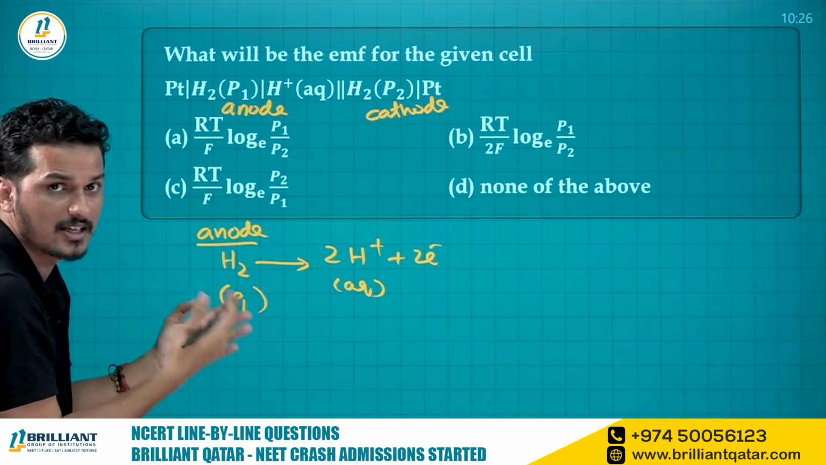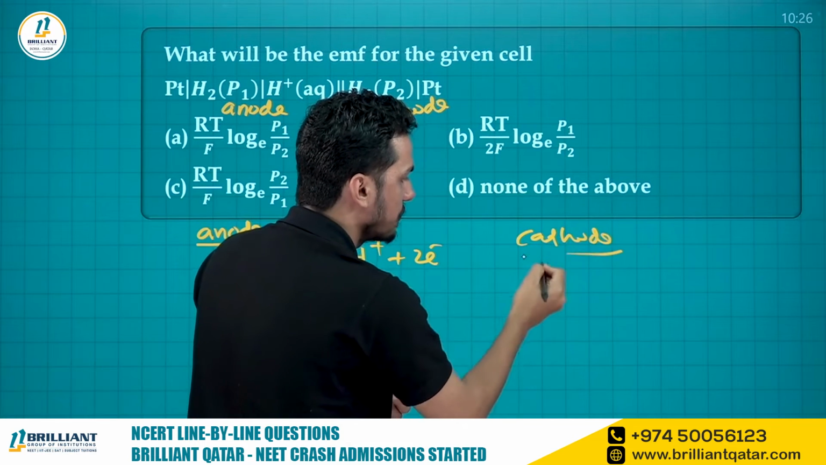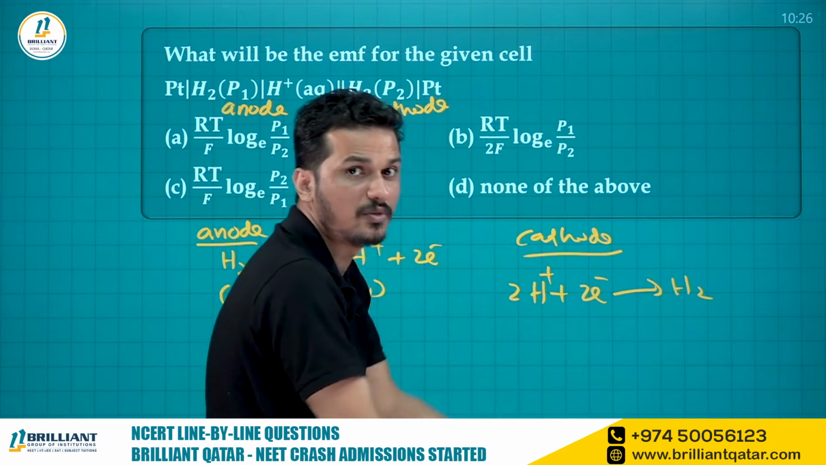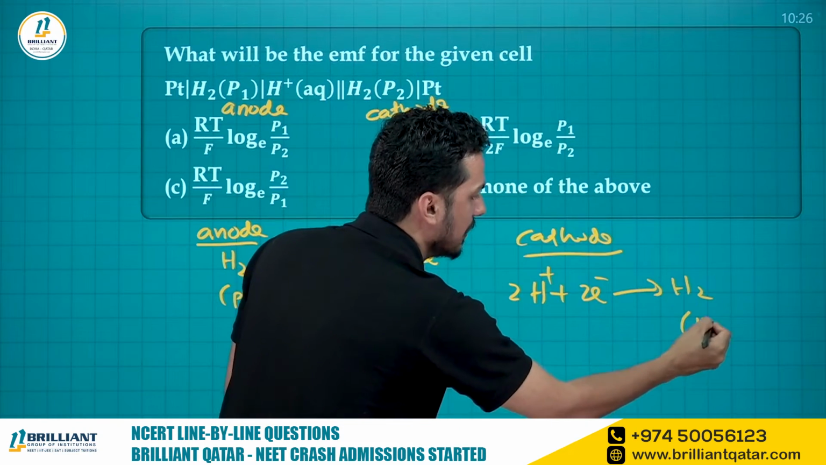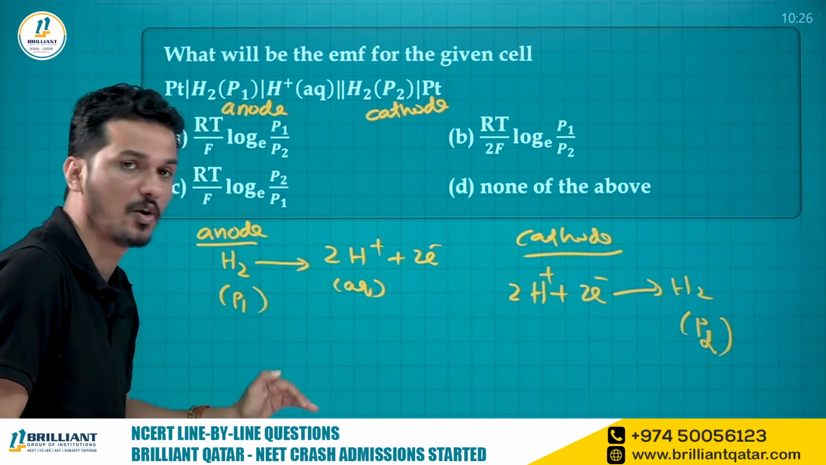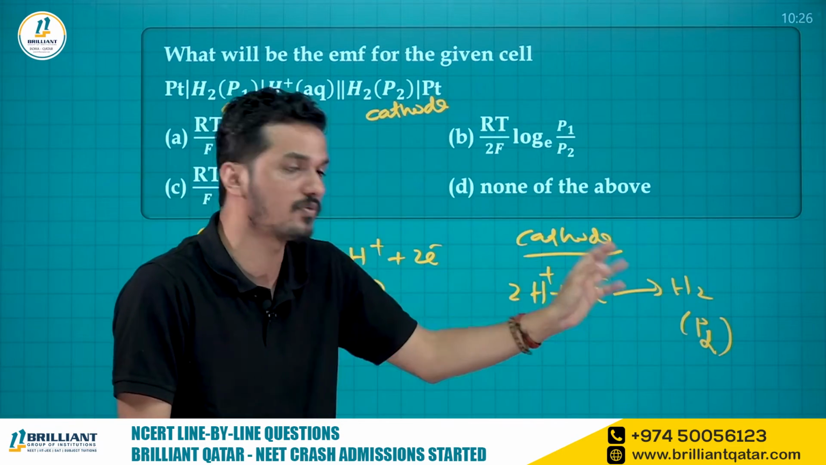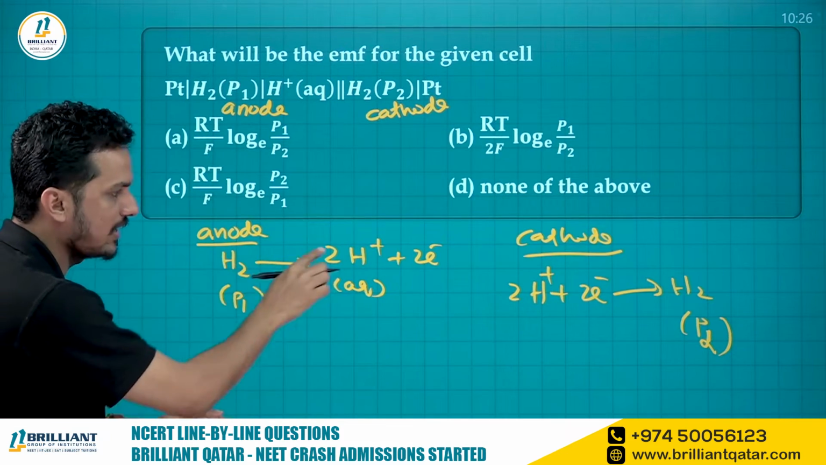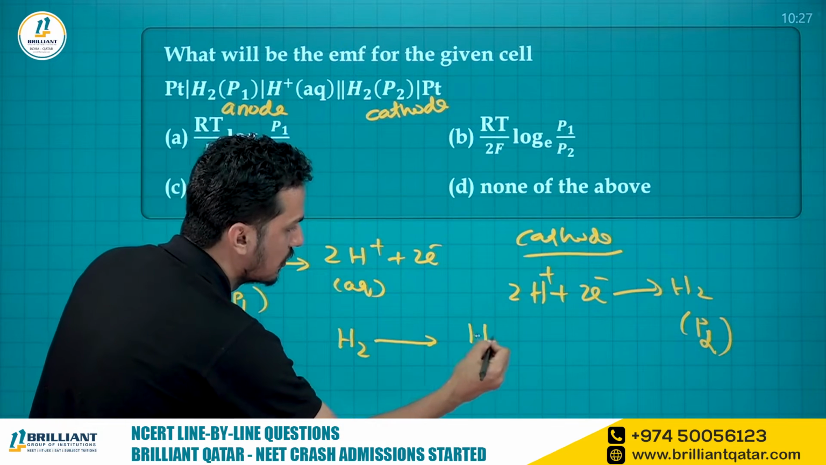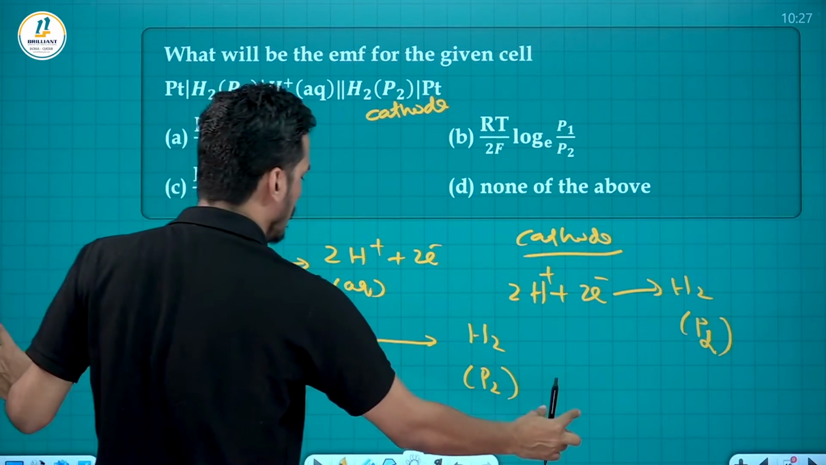What about at cathode? At cathode, reduction will take place. So at the cathode, 2H plus will gain 2 electrons and become H2. It will be released, so its pressure should be less. That's the idea. Don't forget it. The one with high pressure will act as anode. The one with low pressure, where gas is evolved, that is P2, will act as cathode. So while adding, the H plus and 2 electrons will cancel. Only H2 remains: here it is P1, and P2 will be remaining there.